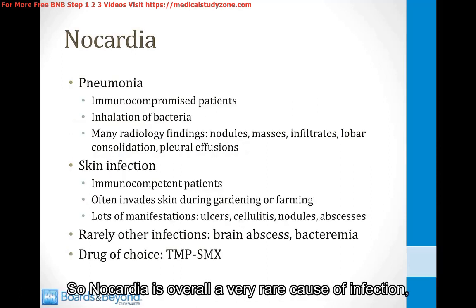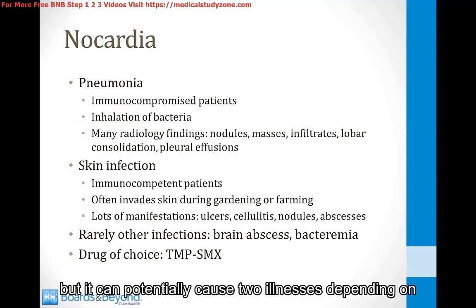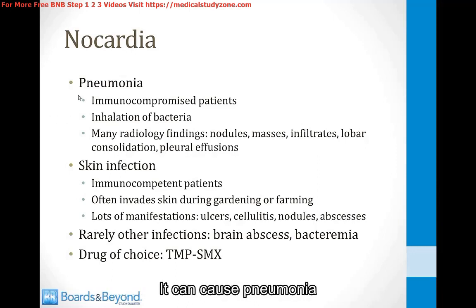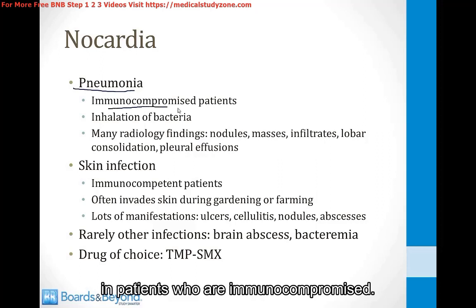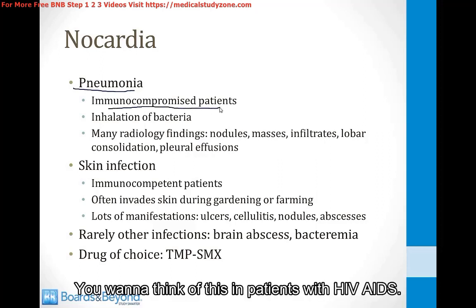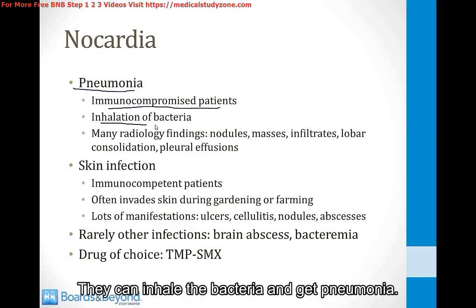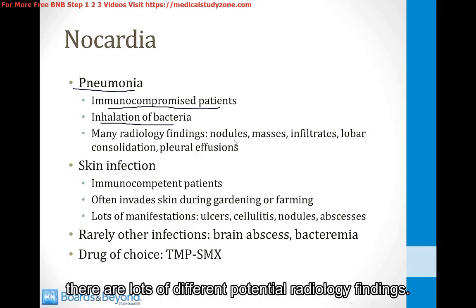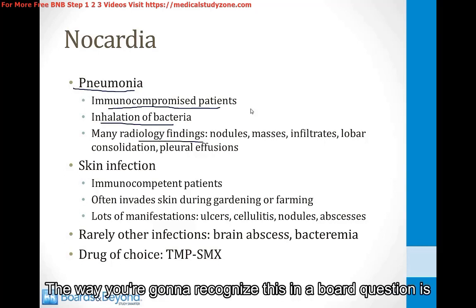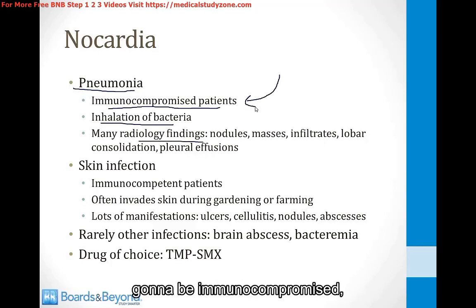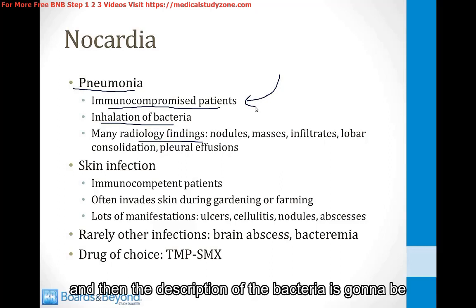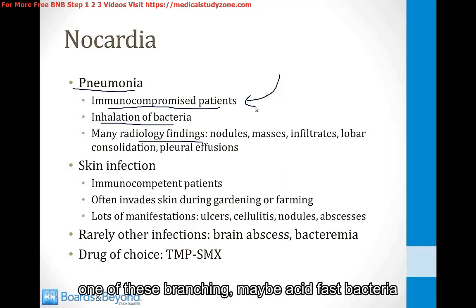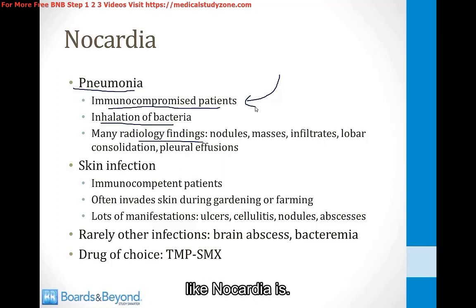So Nocardia is overall a very rare cause of infection, but it can potentially cause 2 illnesses depending on whether or not your immune system works. It can cause pneumonia in patients who are immunocompromised. So you want to think of this in patients with HIV/AIDS. They can inhale the bacteria and get pneumonia. And it doesn't really have any classic findings. There are lots of different potential radiology findings. The way you're going to recognize this in a board question is that the patient's going to be immunocompromised, and then the description of the bacteria is going to be one of these branching, maybe acid-fast bacteria like Nocardia is.